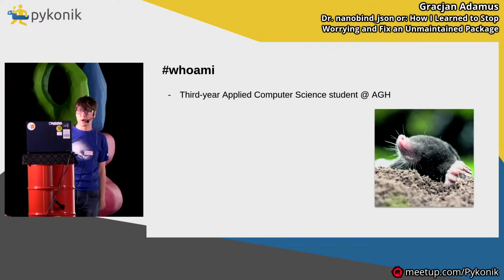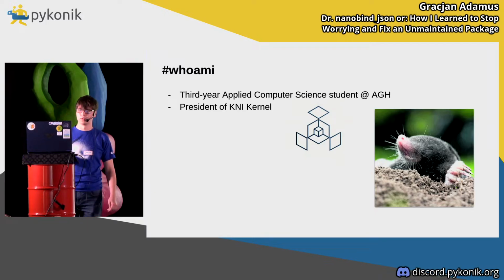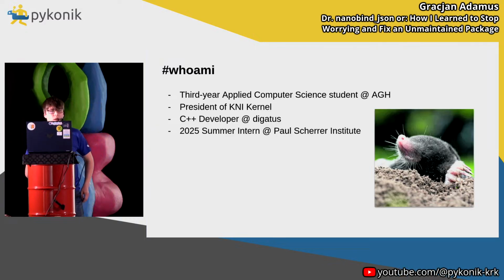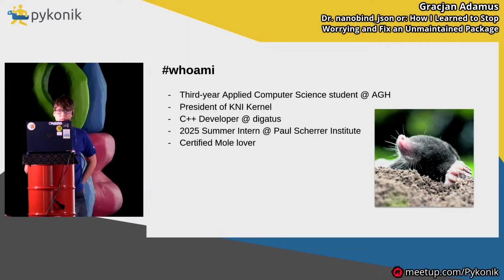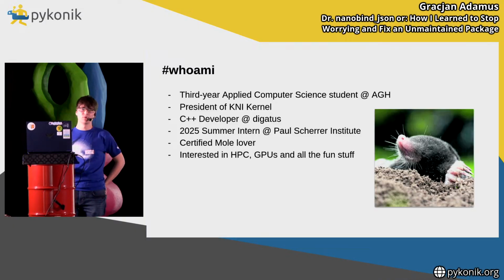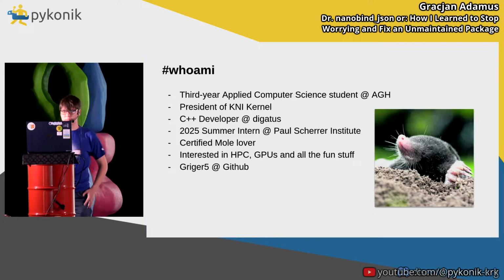But first, who am I? I am currently a third-year student of applied computer science at AGH. I am the current president of a computer science student club at my faculty. I am a C++ developer at Digatus. Last year, in the summer, I was an intern in the Paul Scherrer Institute in Switzerland. I am a certified mole lover, like you could have guessed from the picture. I'm interested in high-performance computing, GPUs, and all the fun stuff. And my nickname is Grigger5 on GitHub.